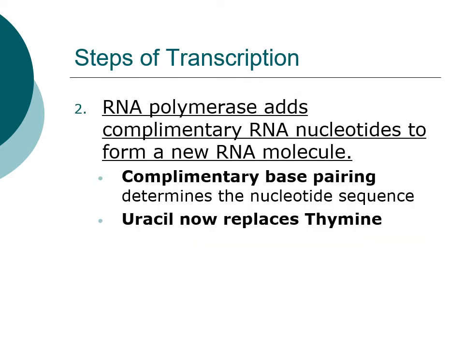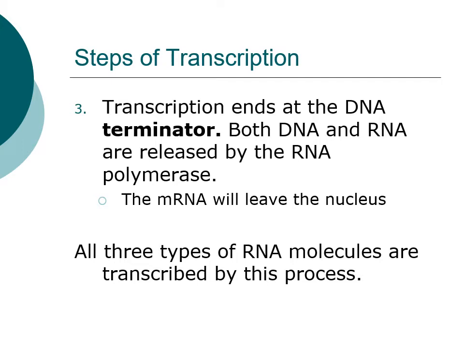Then your polymerase is going to add those complementary bases to form a new RNA molecule. And it follows that complementary base rule, except where there would be a T, you now have a U. So T still goes to A, but A goes to U. After that, transcription ends at another code called a terminator. So, terminate means to end things. So there's a code there that says, hey, stop copying now because you only want this one gene. And at that point, both the DNA and the RNA are released by the polymerase, and the RNA leaves the nucleus. This is how all kinds of RNA are produced, both mRNA, tRNA, and rRNA, all made the same way.